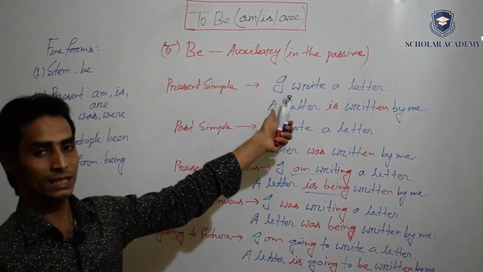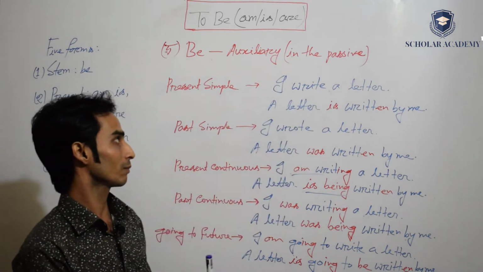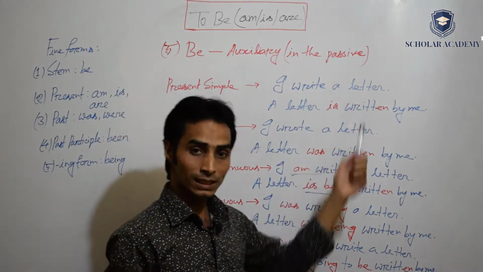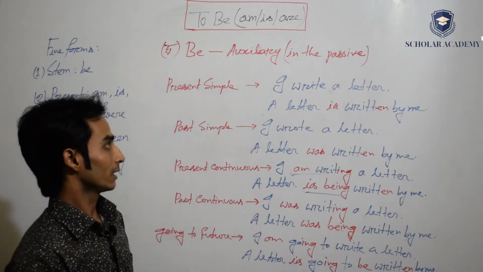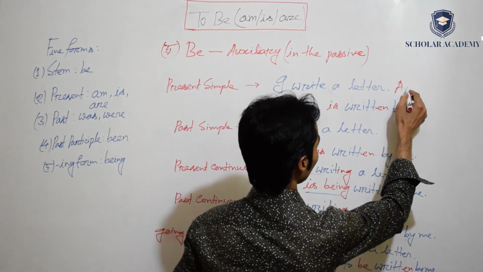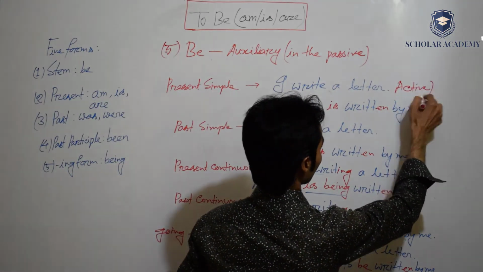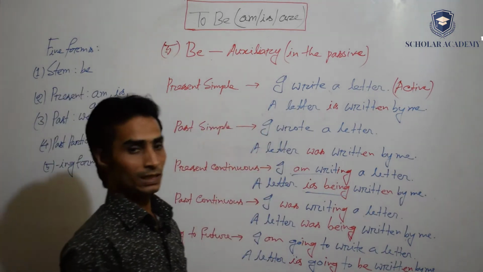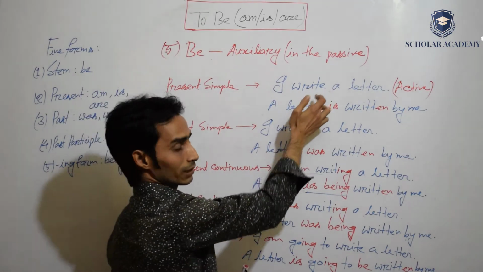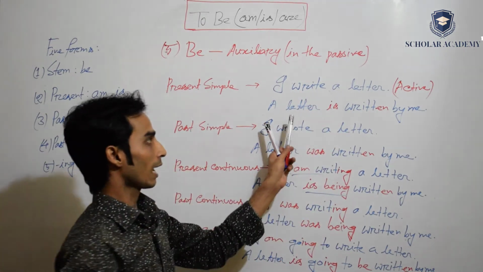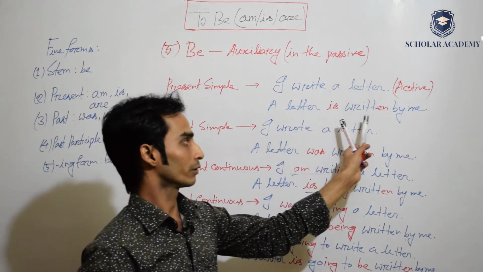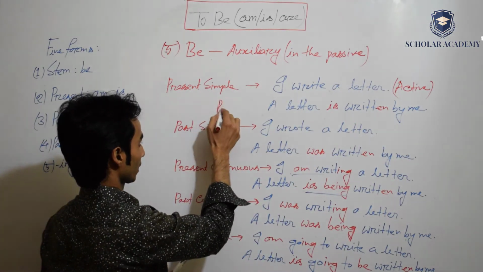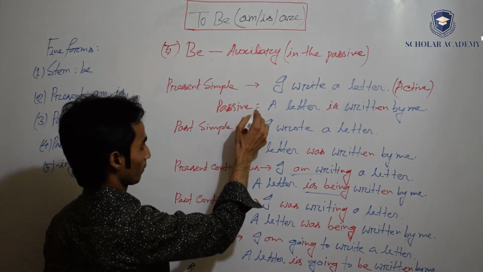If the sentence is present simple, maybe the sentence is I write a letter. Okay, it is active form in this sentence, and then the passive sentence will be a letter is written by me. If the sentence is present simple, it is passive sentence.